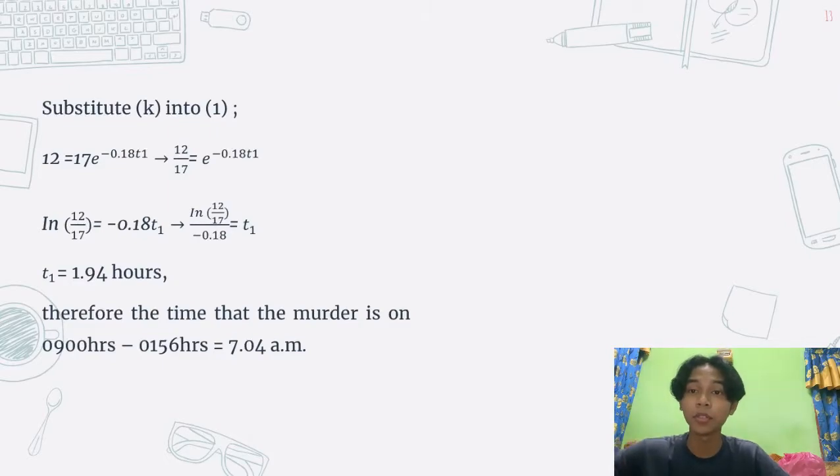Then we can substitute the value of k into the first equation, and we will get the time, which is 1.64 hours. Therefore, we can subtract the time we get from the original time the body was found. Therefore, we get the time when the murder occurred, which is 7:04 a.m.